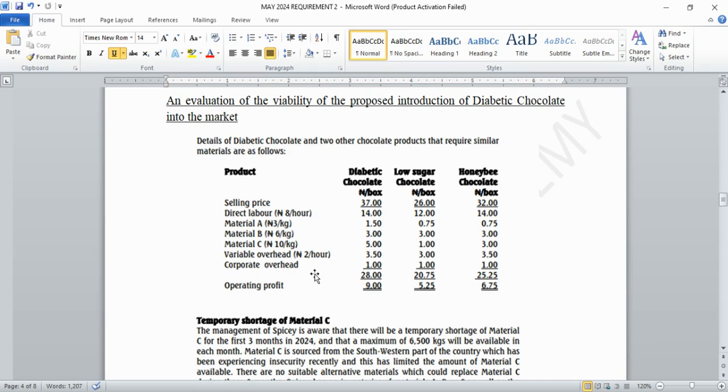All right, so now that you have made your attempt in the comment section, I hope you did. Please help yourself. Try to just say something. All right, so what is this telling us? Now you have variable overhead, you have corporate overhead. First of all, what is corporate overhead?